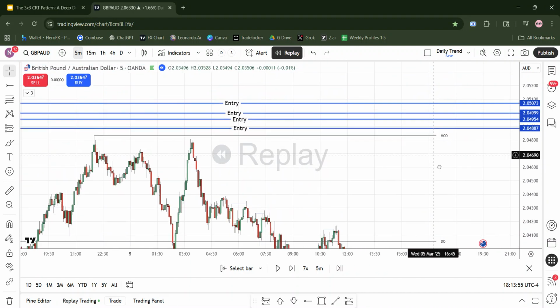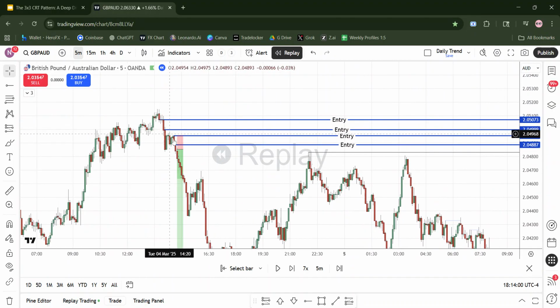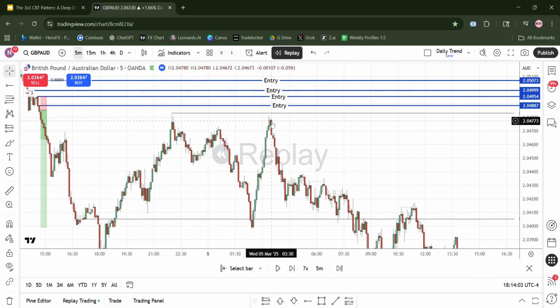Now, it didn't hit your entries, as we can see there, but it did retrace quite a bit. This is the next day. This isn't our trading day. Our entries are over here. Price came all the way back up right here.